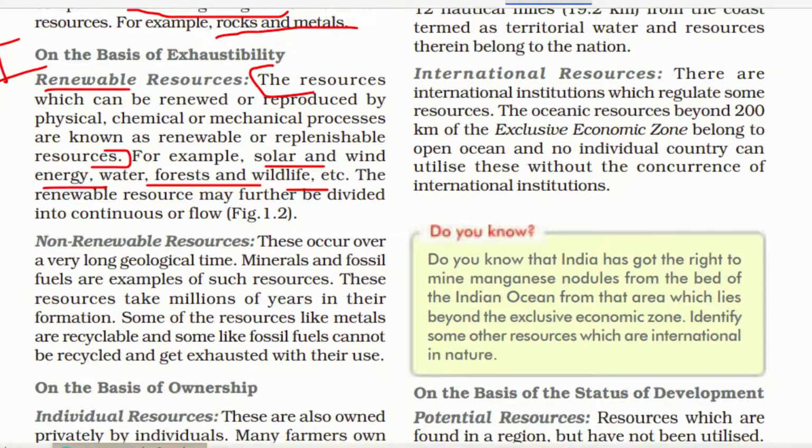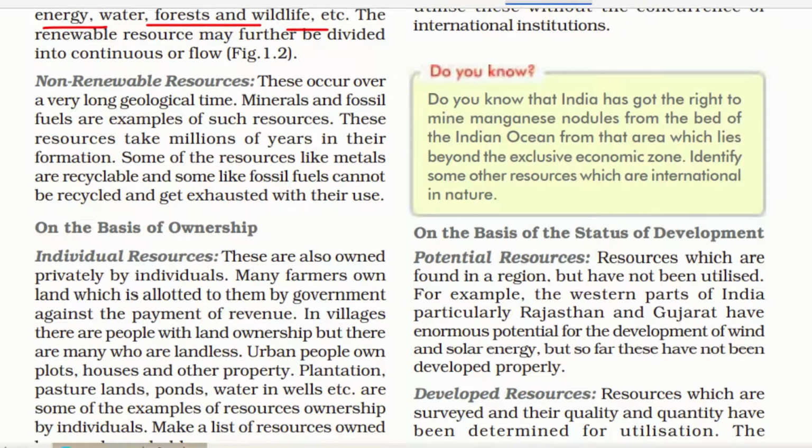Then non-renewable. Okay, these occur over a very long geological time. So it needs a very long geological time for them to come again.